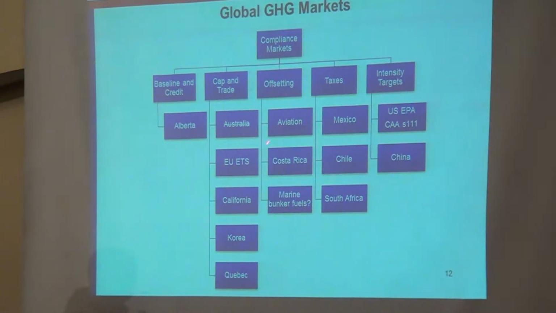Offsetting, we've got aviation, Costa Rica, maybe marine bunker fuels. Taxes, we're going to just look at Mexico here because I think it's kind of an interesting case study. And then intensity targets. I'm not going to talk about China, but I will talk a little bit about US EPA because I think that's got some interesting ramifications for the region. So let's move on to California.